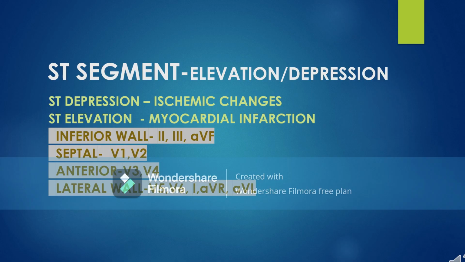Different areas of the heart will be affected and it will be denoted in different lead positions. Inferior wall MI indicates ST changes in lead 2, lead 3 and AVF. Septal ST elevation in V1, V2, anterior V3, V4, and lateral wall V5, V6, 1, AVR and AVL.